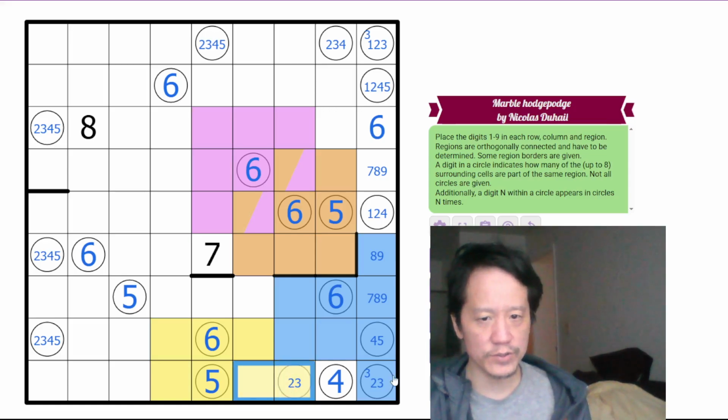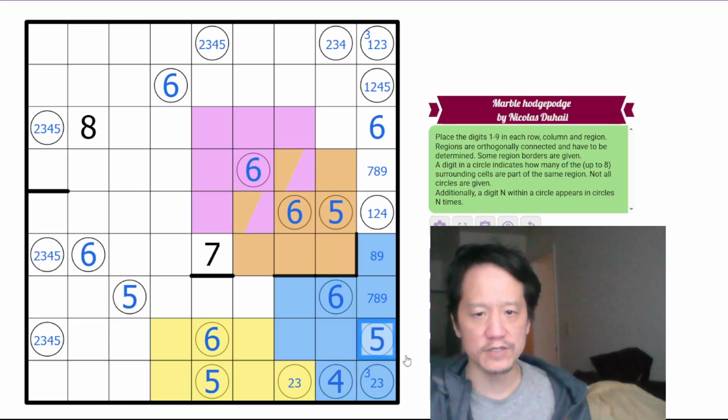This is 2 or 3. This is 4. If it's 4, it has to be part of blue because it can't be part of yellow. So this is blue, which makes this 5 to see all this, and this is 3, which makes this 2. That's correct. This is 2. This is 5. This is 6.